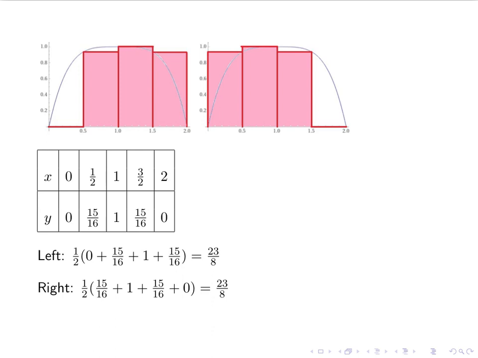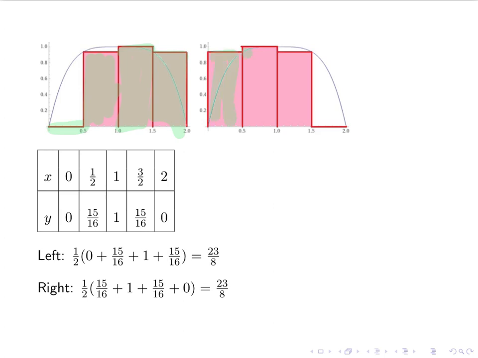If I look at my left one, my first two are underestimates. My next one is a slight overestimate, and this one's also an overestimate. So the entire area is not an overestimate or an underestimate. I've got bits of both. And the same is true for the right.